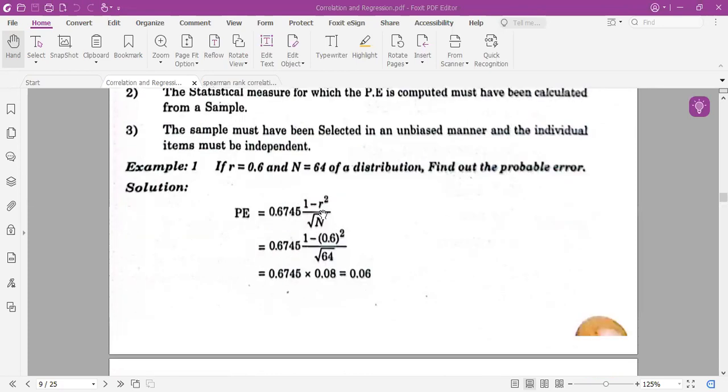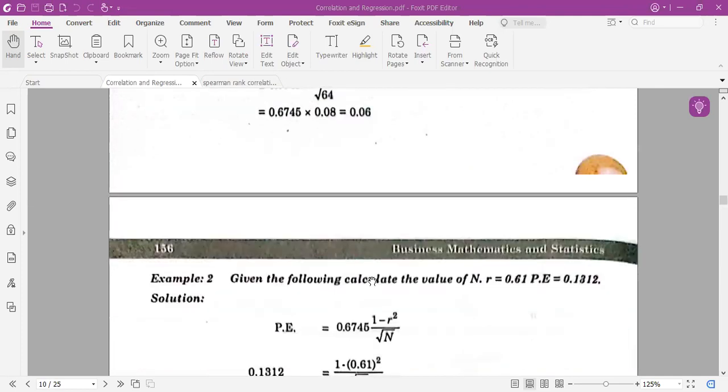So we know that N is 64, r is equal to 0.6. If you substitute in this particular formula, you will be getting 0.06. So for this, you will be getting 2 marks.